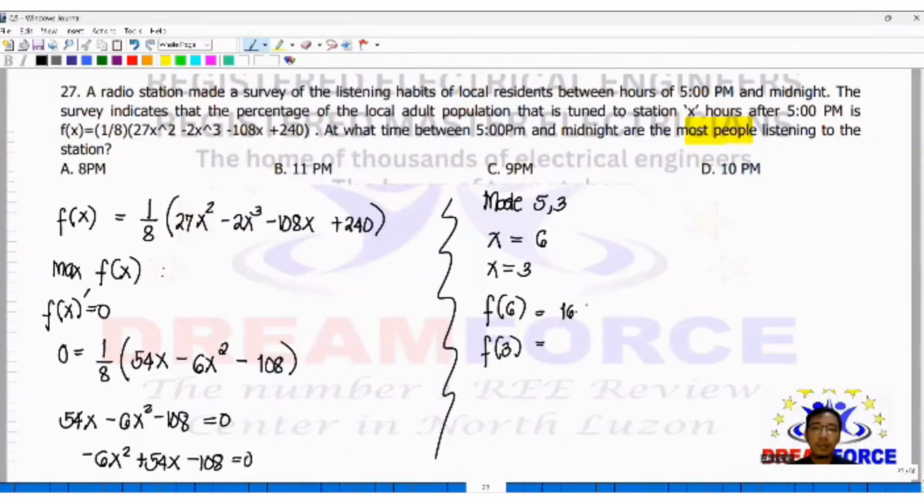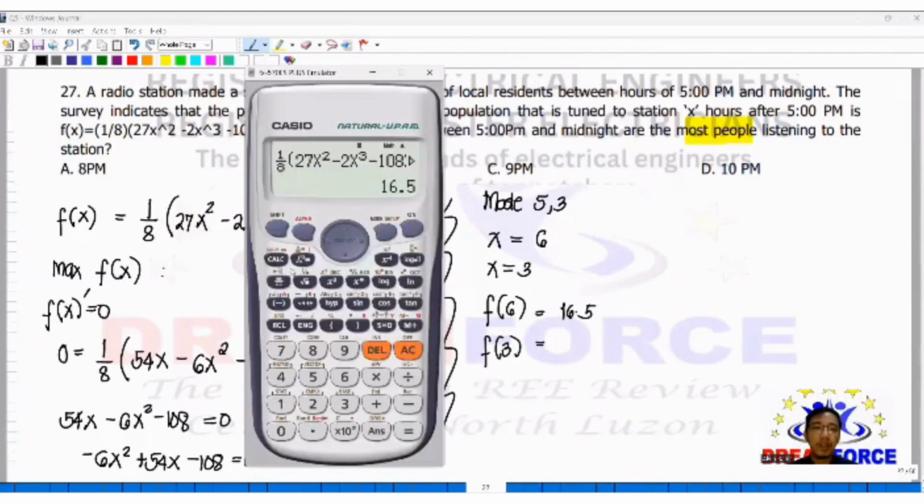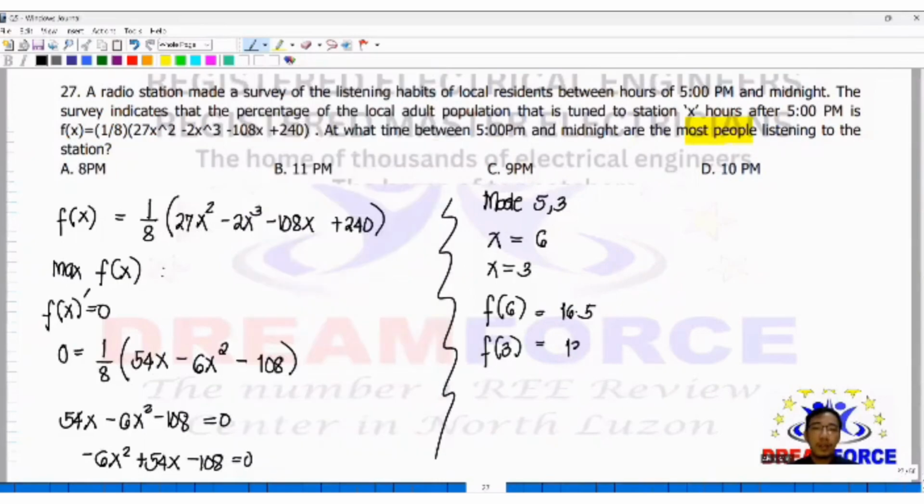Ito, 16 over 5. Add natin si 3. That is 13.125. So, comparing the two, ito yung mas mataas. So, kung consider natin si x equals 6. So, anong oras yon after 5 p.m.? That is 5 plus 6. That is 11 p.m. So, the answer here is letter.